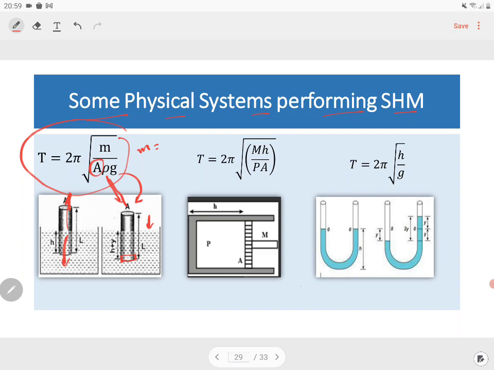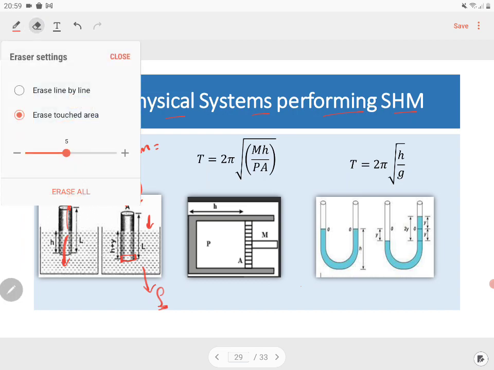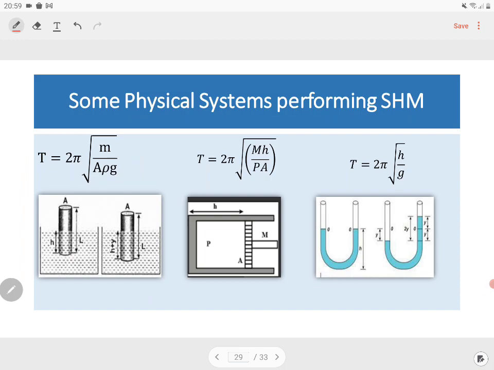Here rho is the density of the liquid, children. Rho is the density of the liquid. Remember that, because here we need to substitute the force of buoyancy. Force of buoyancy is the volume of the solid submerged into the density of the liquid into g. Then, the other physical systems.